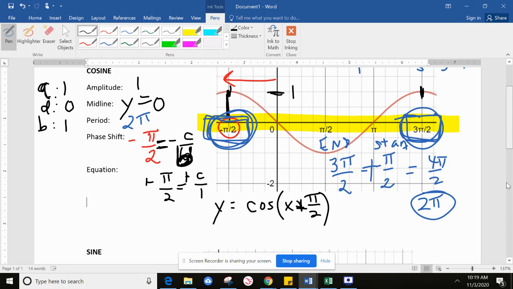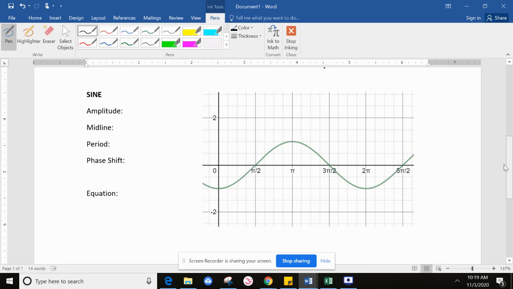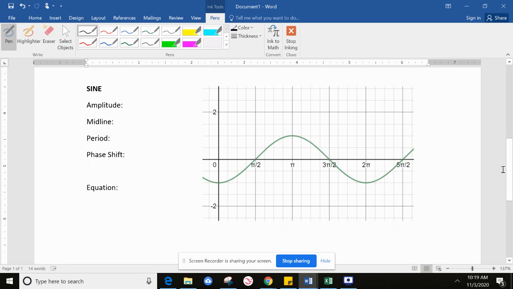All right, so let's do one more. This time I want you to look at sine. I want you to find the sine curve where it starts and where it stops. Normally sine starts on the midline. Well, where is the midline? Looks like it's still here at 0. So our midline is y equals 0. And if you know the midline is 0, you know that your D value is also 0. And remember, we're working off this equation now.